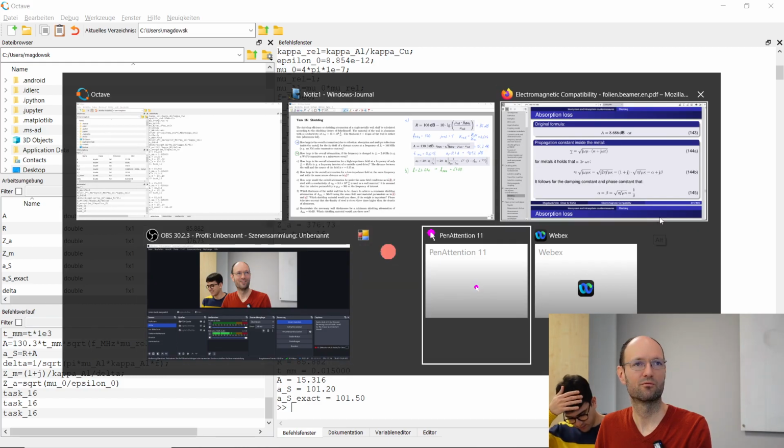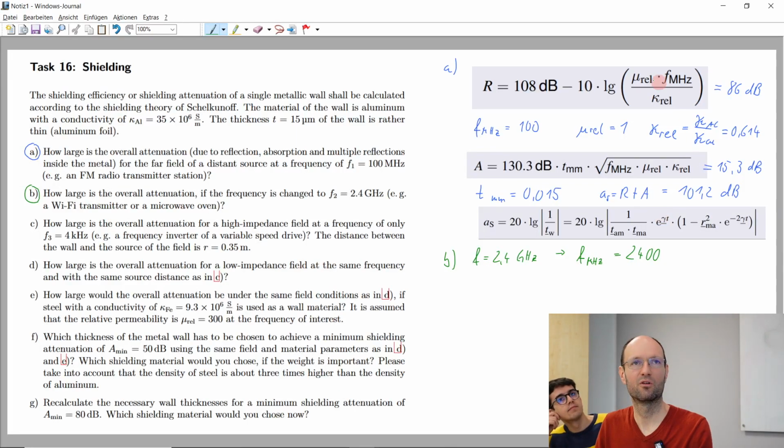Maybe I should go back to this here. So now we need to change the value here, and we need to change the value there. If we have a larger frequency here, this term is getting larger, so our reflection loss should get smaller. But if this frequency here is getting larger, then the attenuation should get larger. So our overall attenuation should increase, hopefully.